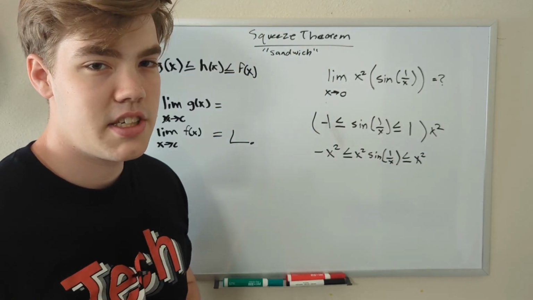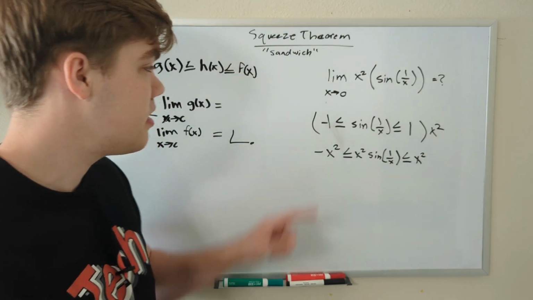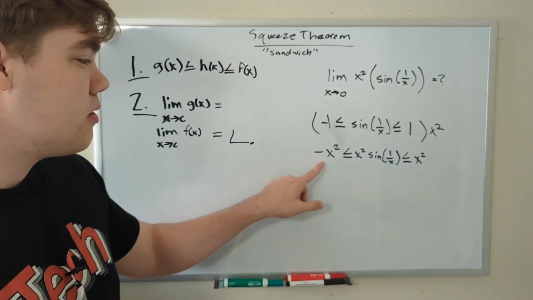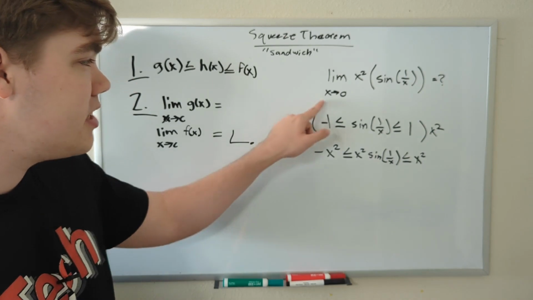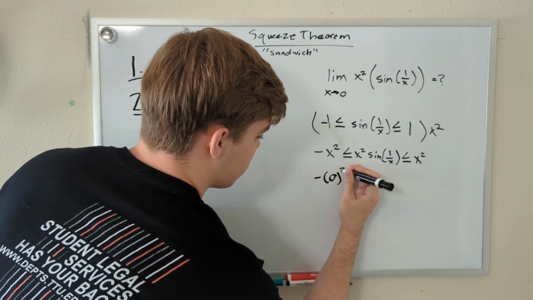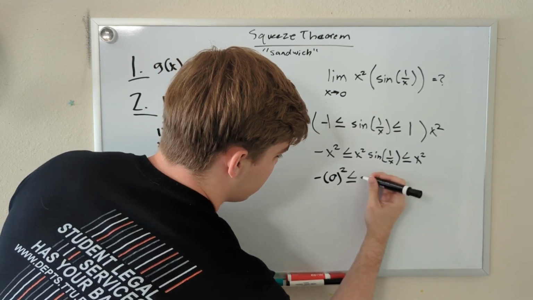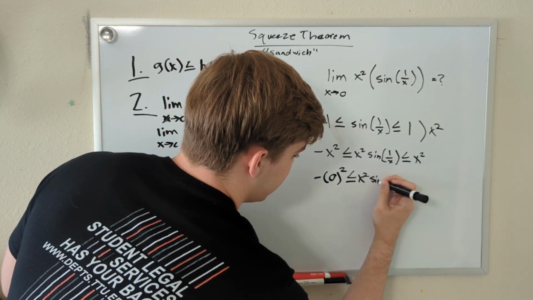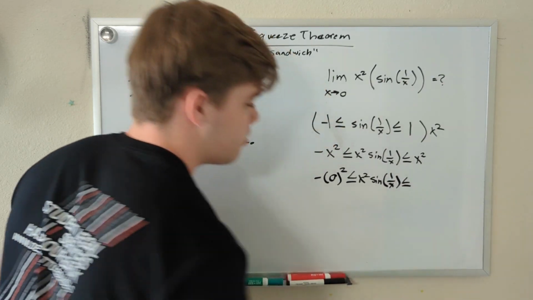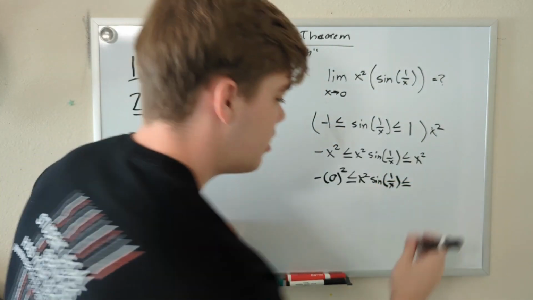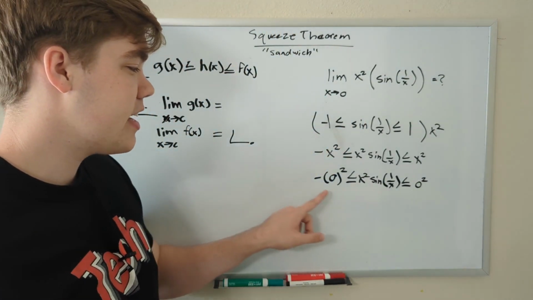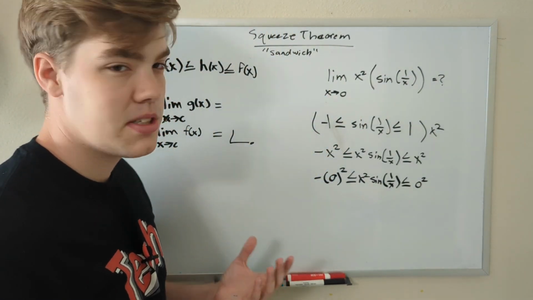And at this point, we can actually solve the problem. How are we going to do that? Well, we can plug in our x value for x squared and x squared. So we know that the limit of negative x squared as x approaches 0 is just negative times 0 squared, which is always less than or equal to x squared sine 1 over x, which is always less than or equal to, plugging in 0 here, 0 squared. And you may notice that negative 0 squared is just 0.